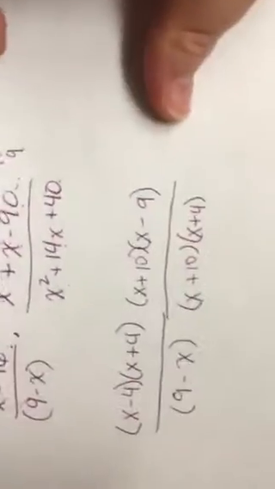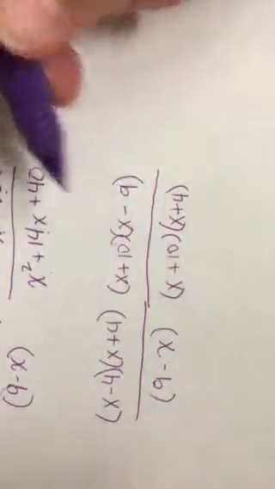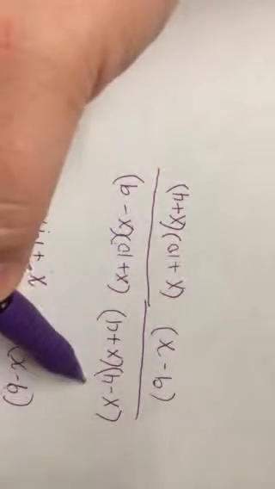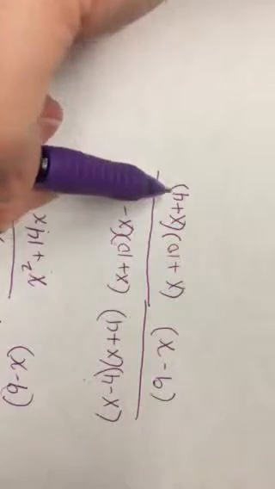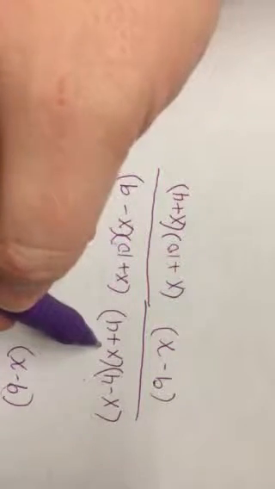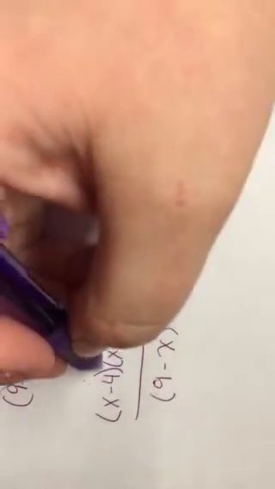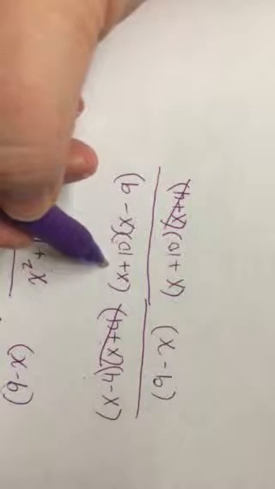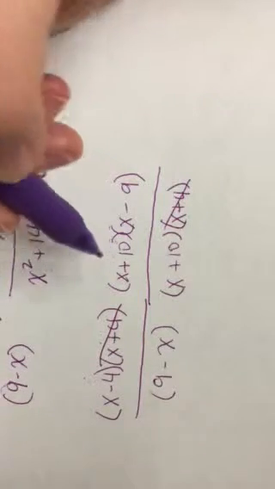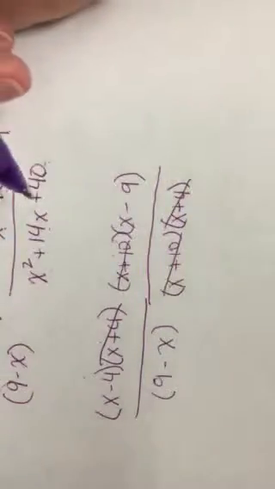Okay, so I've factored. Now, what I want to do is look to see what I have in common. All right, so I have an x minus 4 on top. I do not have any x minus 4s on the bottom. Let's go back, x plus 4. I have an x plus 4 on the bottom, so I'm going to eliminate that entire factor. Okay, now I have an x plus 10. Well, we've kind of already talked about that one. We have that factor and that factor. We can mark it out.